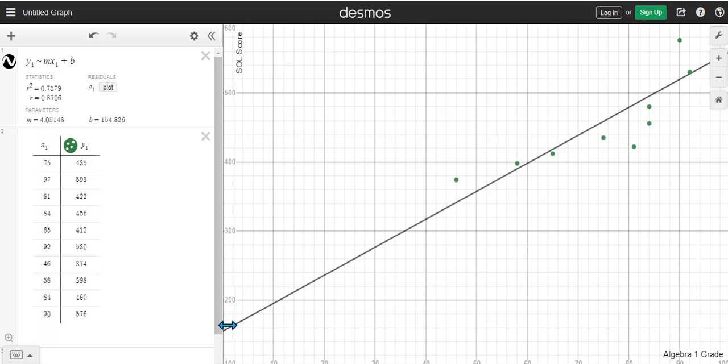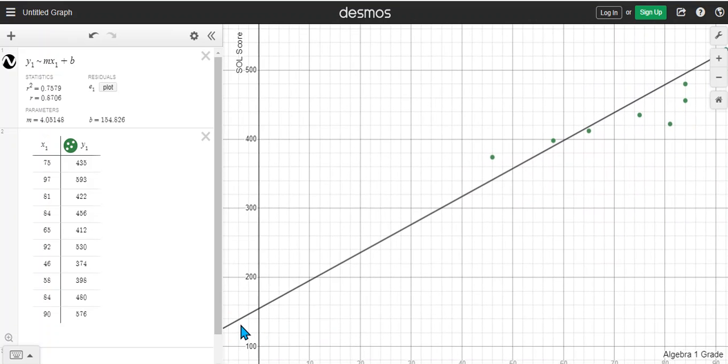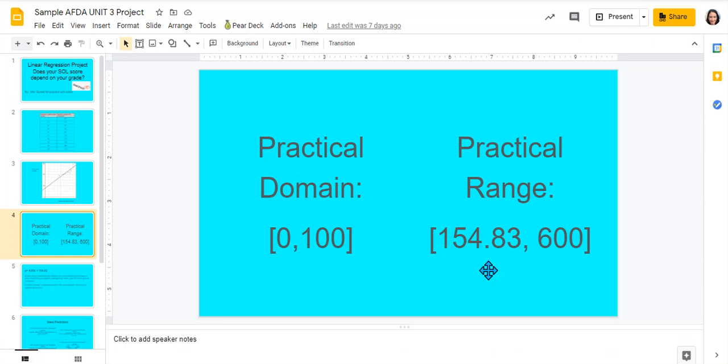So looking at my graph, my y-intercept over here is 154.8. And that means that if I actually scroll back a little bit, these values would be negative for grade, which you can't have. So that tells me right here, that is my starting amount. That's the lowest my SOL score could be. So I used that number instead of 0 in my sample right here. So SOL scores could be between 154.8 and 600.